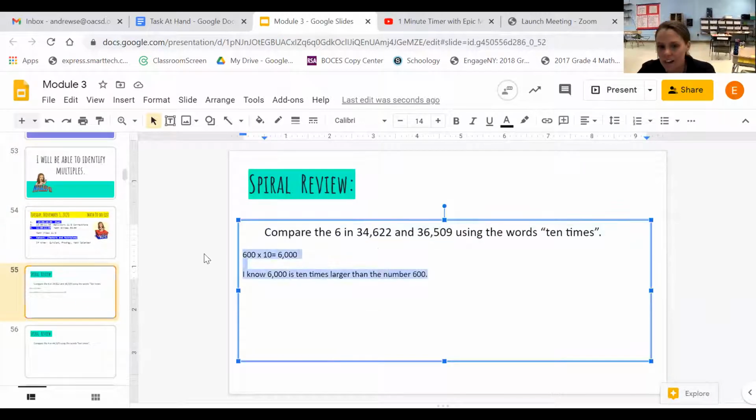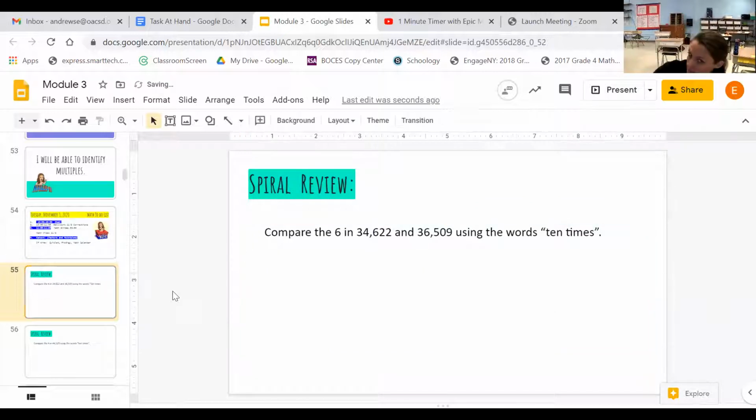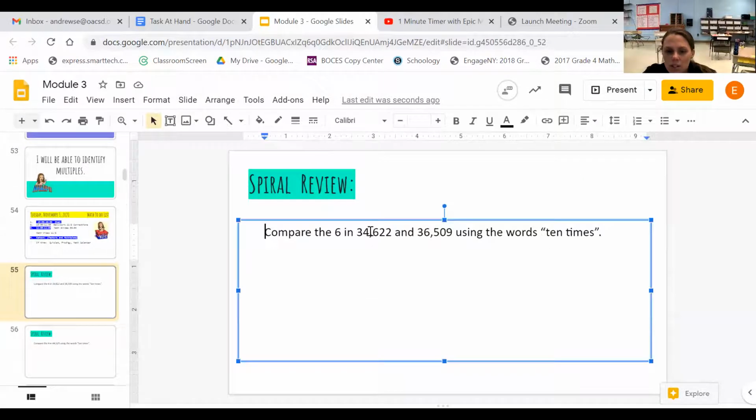So our question is: compare the 6 in 34,622 and 36,509 using the words 10 times. What I first noticed is I have a 6 in the hundreds place, giving me 600. And in the second number, I have a 6 in the thousands place. Immediately when I compare them, I know 6,000 is bigger, but I need to use the words 10 times. So I'm trying to figure out, how do I get from 600 to 6,000? How do I get there?